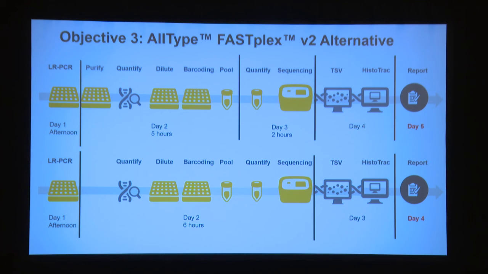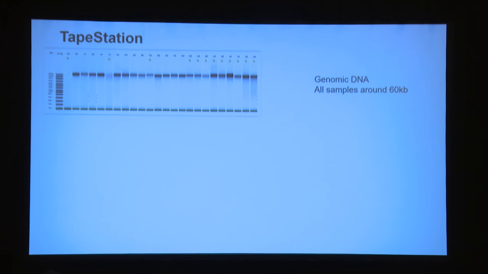So when we eliminated this step, the technologists can just take the plate and quantify it directly and then go on to the rest of the day. By using this alternative method, we were able to reduce the turnaround time to only 4 days. But One Lambda recommended that, in order to use this, you need very high quality DNA.